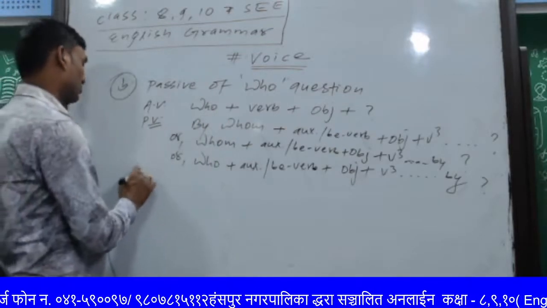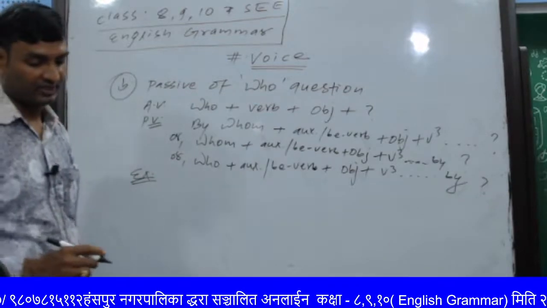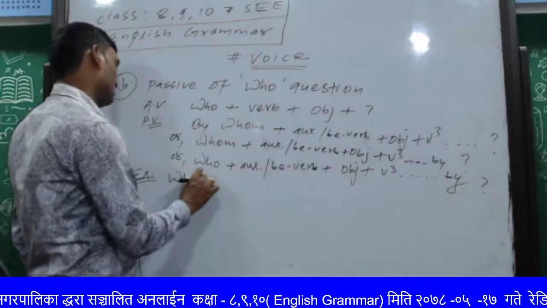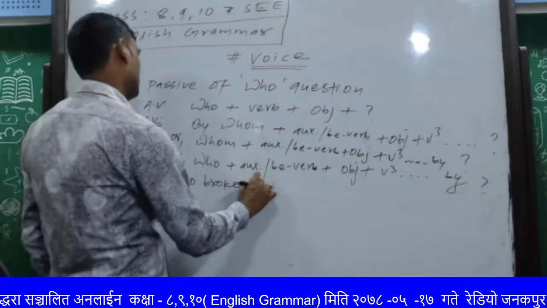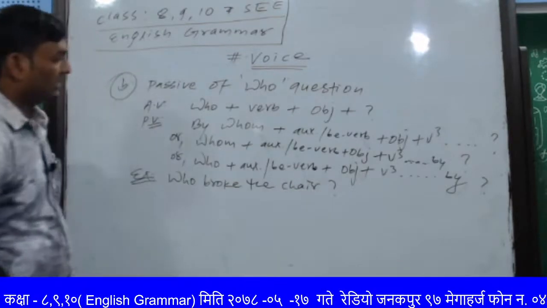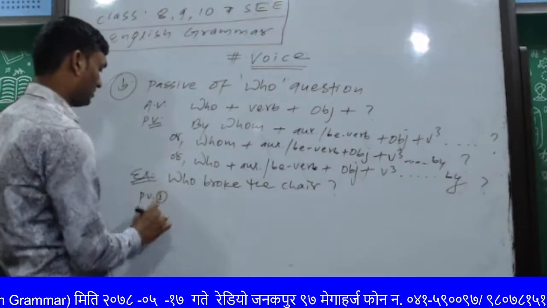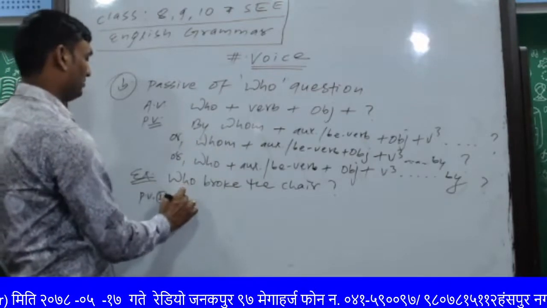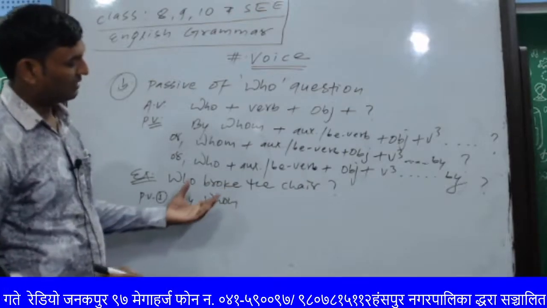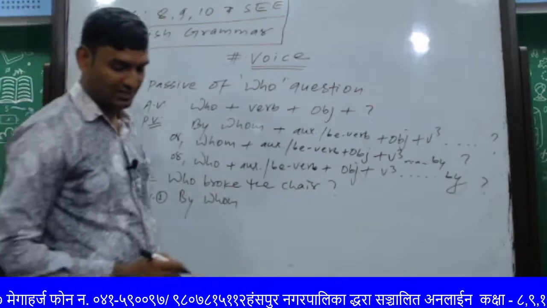For example, I am going to write the example on our board, then our concept will be clear. For example, who broke the chair? The first passive: by whom. PV first means by whom. Then broke means here V2. So, by whom was the chair broken?